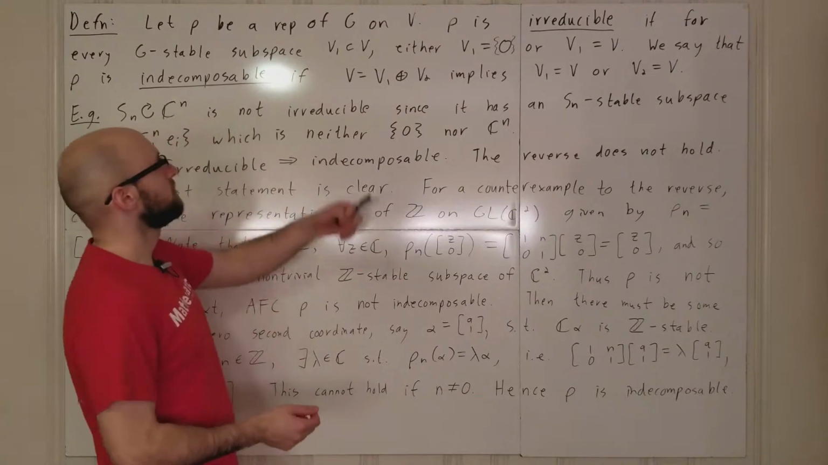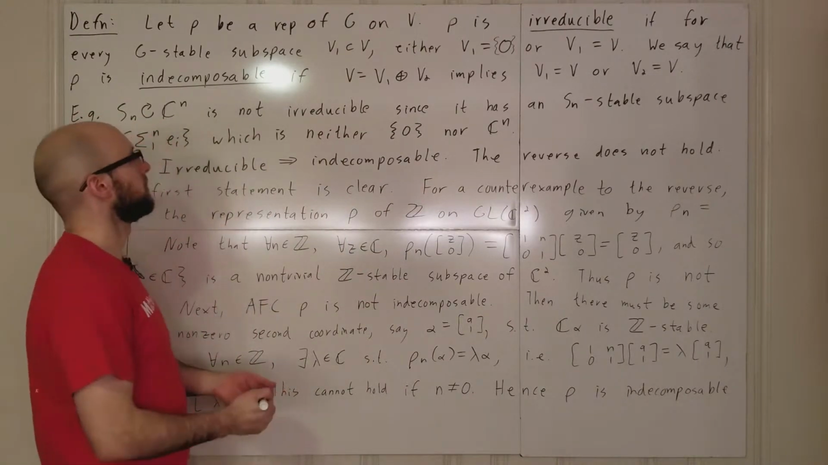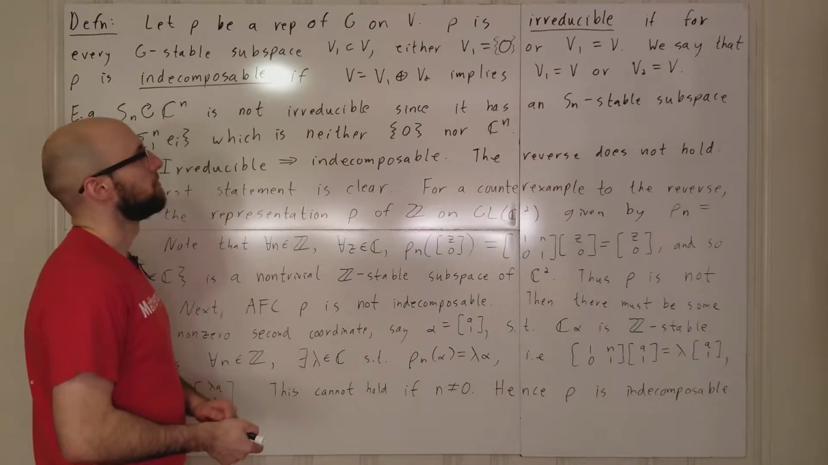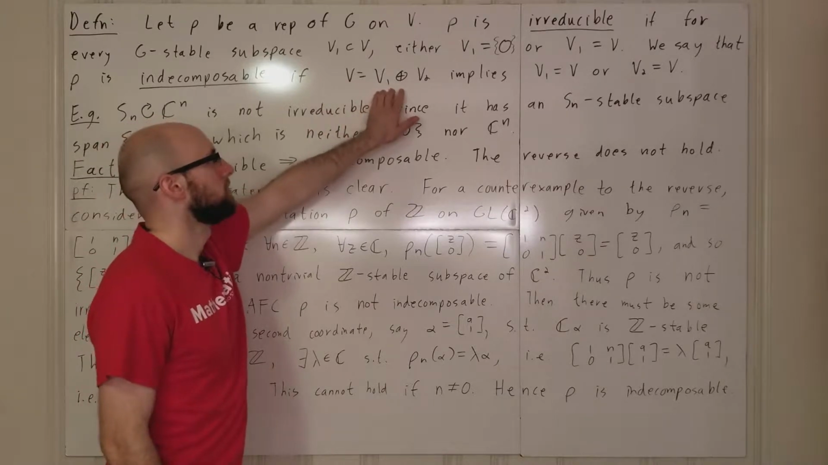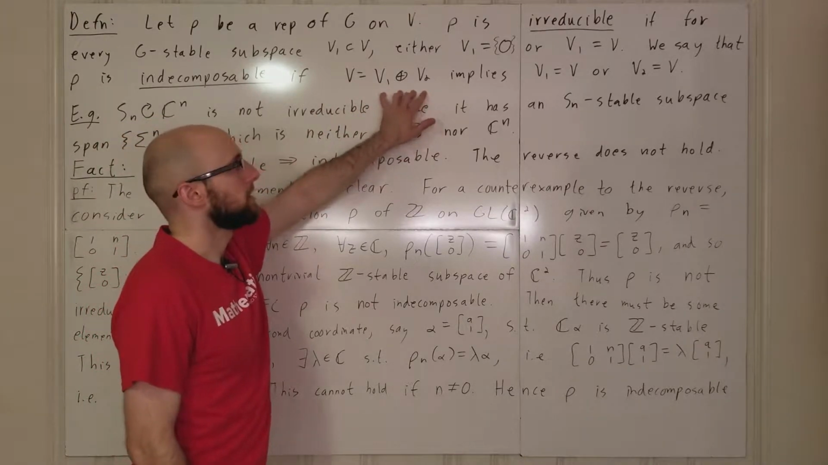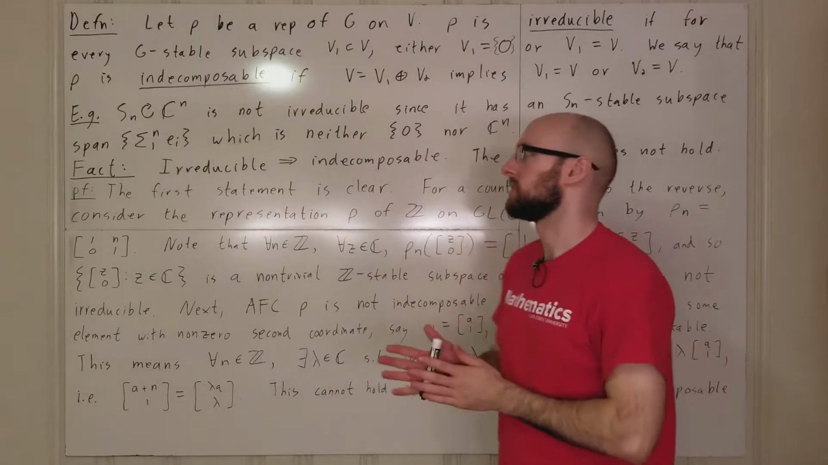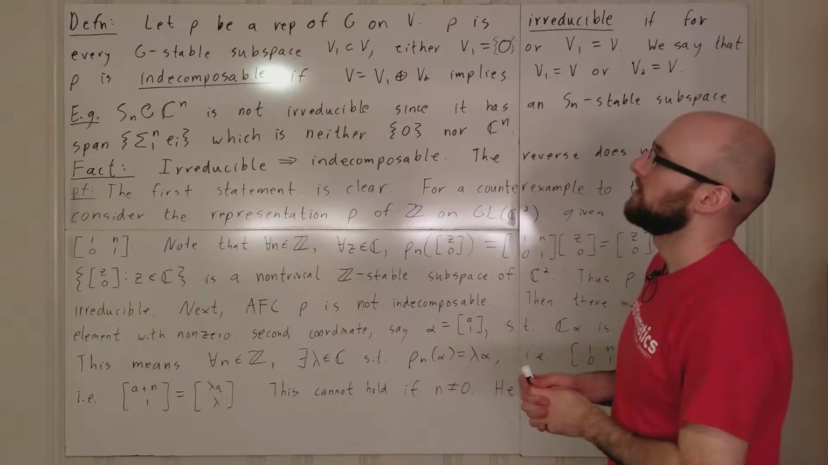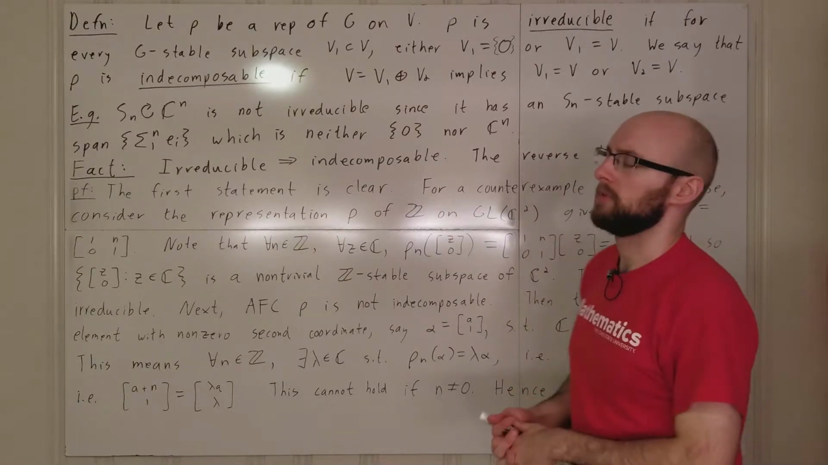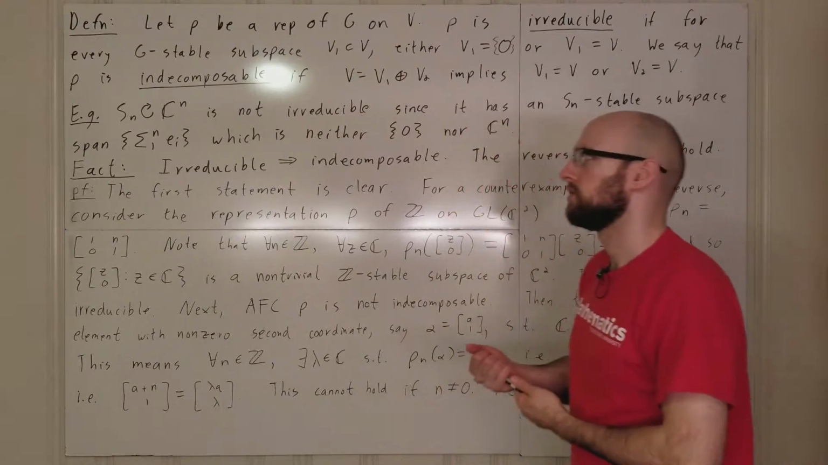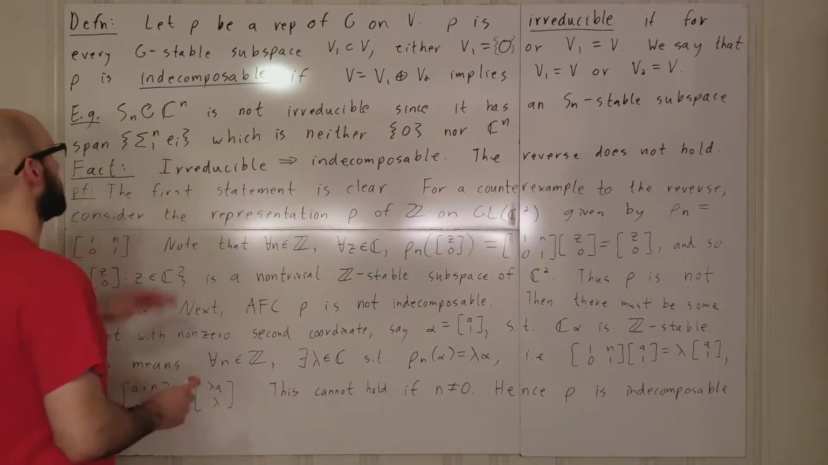So that's irreducibility, but we say that rho is indecomposable if whenever we write V as V1 direct sum V2, then one of these two is going to be the entire vector space. It feels at first like these should be the same thing, but they're not. So let's discuss that.